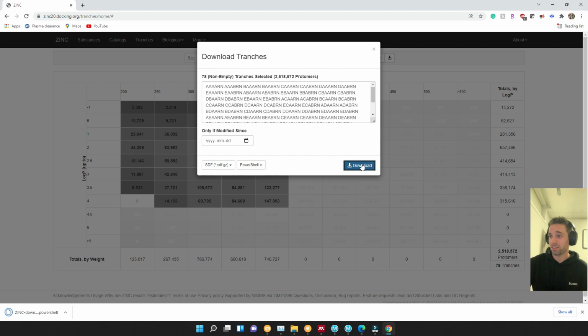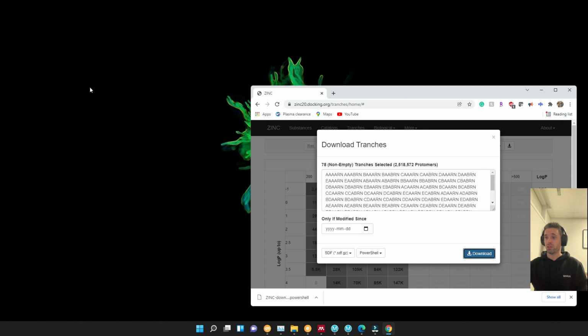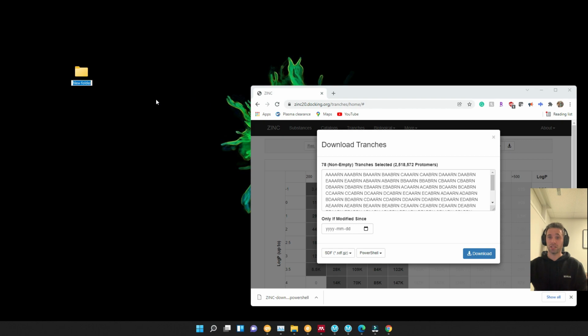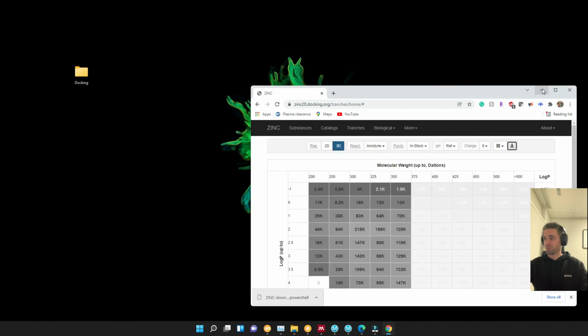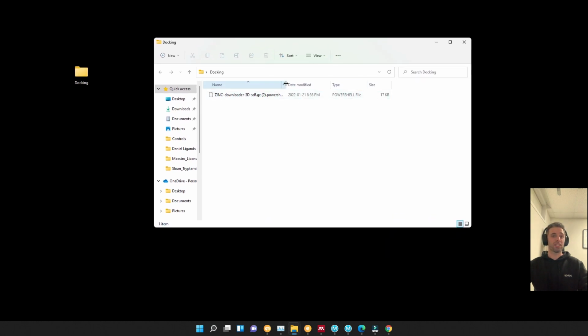So let's download this. It downloaded very quickly over here as zinc download.powershell. So what we can do is we're going to make a folder on our desktop for this file. Right click, new folder. I'm going to call this folder docking. And I am going to put this file in the folder. I'm going to now go into that docking folder that we just made.